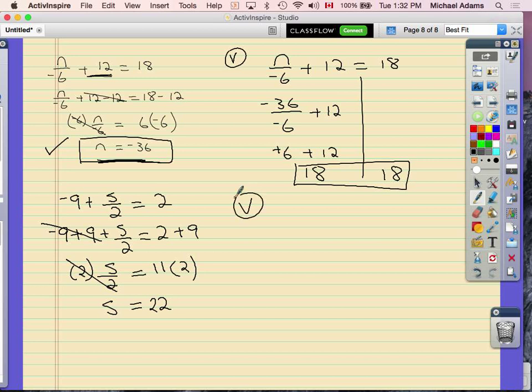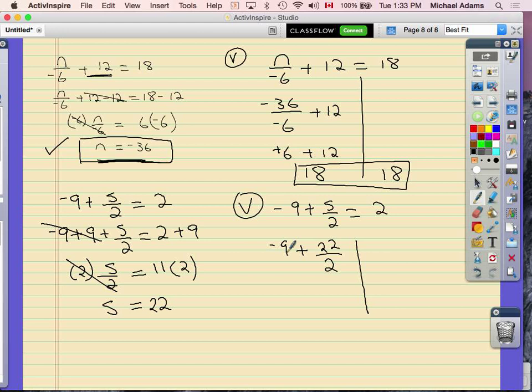We're going to verify. Write out the equation. Negative 9 plus s over 2 is equal to 2. Line under the equal sign. Let's do our substitution. We said that s was equal to 22. So substitute 22 for s. So 22 divided by 2, and then I still have a plus negative 9.